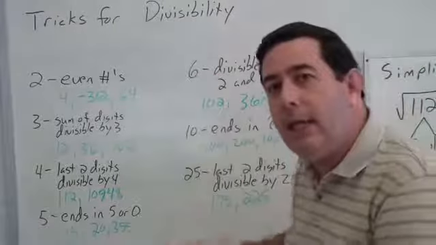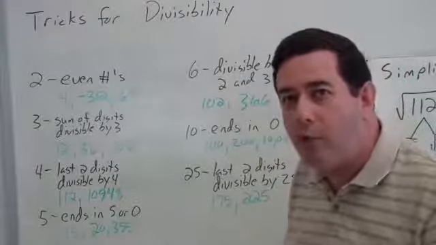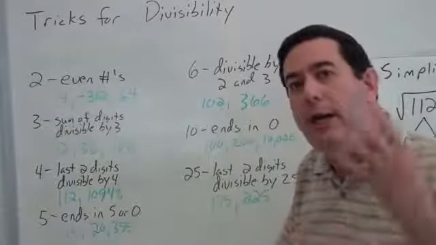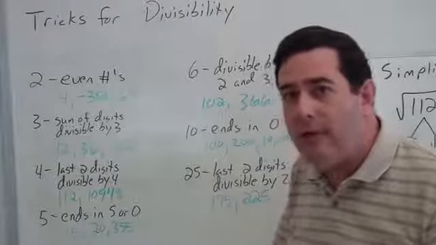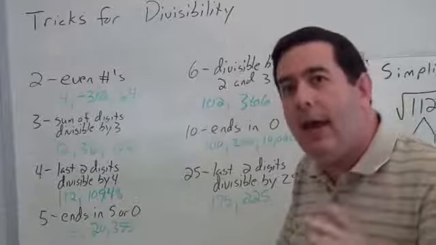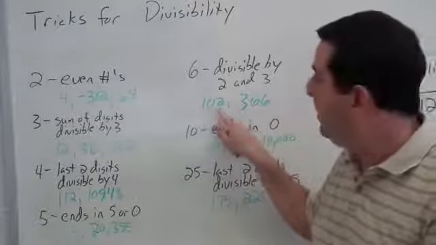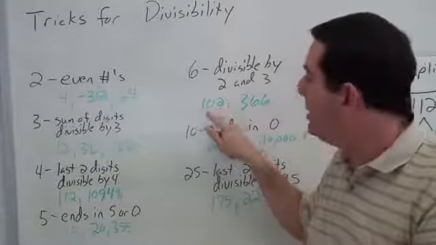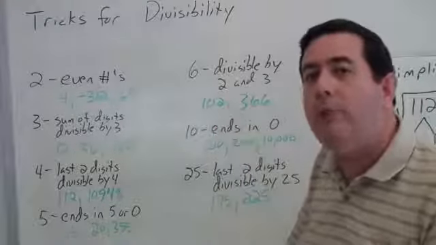Checking to see if something can be divided by 6 requires you to think about two of our other rules. If it can be divided by 2 and it can be divided by 3, then it can be divided by 6. To be divided by 2, it has to be even. To be divided by 3, it has to be something where the digits add up to something divisible by 3. 102, it's even. 1 plus 0 plus 2 makes 3. That's divisible by 3. So 102 can be divided by both 2 and 3, which means that it can be divided by 6.